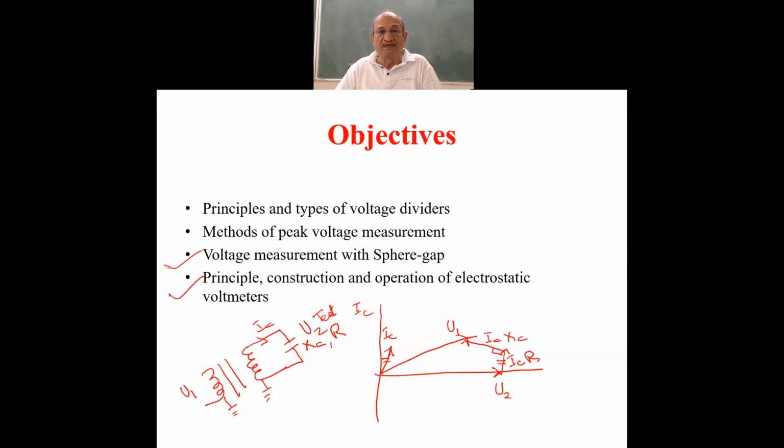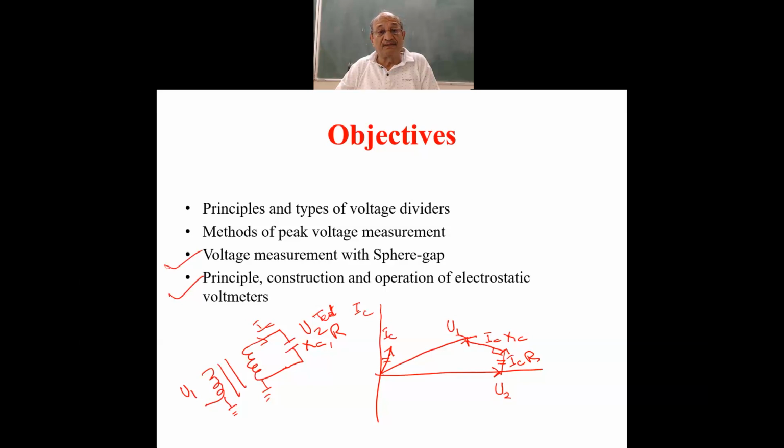So how many tables does it make? Two for DC, two for lightning, two for switching, six, and one for AC power frequency. 7 tables for different sizes of the spheres. Standard sizes of the sphere may vary from 25 centimeter diameter to even 1 meter diameter of the sphere. Imagine 1 meter diameter, such huge spheres, and calibration has been done.